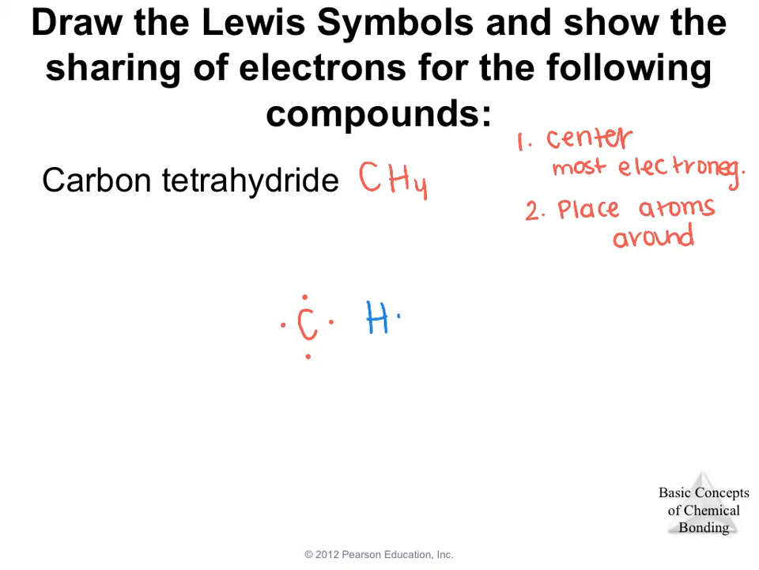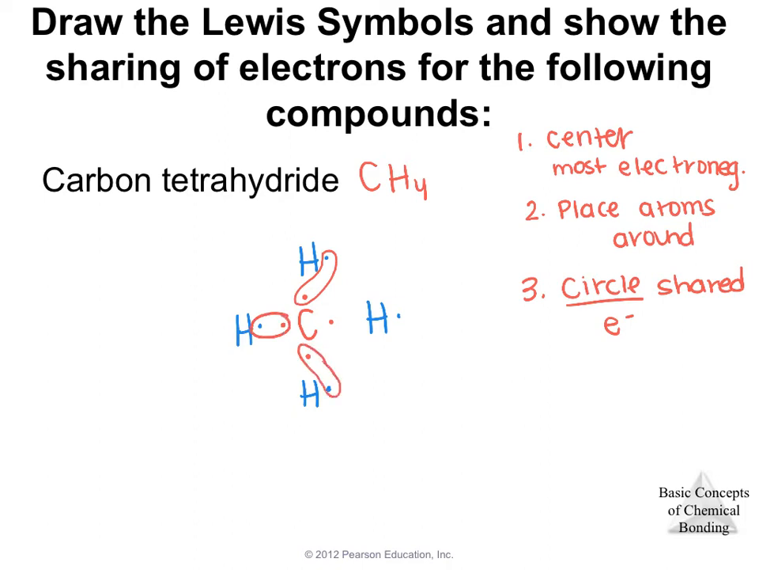1, 2, 3, 4. And then our third step is to circle shared electrons. So I'm going to circle between this hydrogen and carbon, this hydrogen and carbon, this hydrogen and carbon, and then this hydrogen and carbon here. So if I picked that center carbon up, the hydrogen would follow with it. We want to make sure that everything is connected and that there are no lone electrons left. And then we'll kind of count it up.